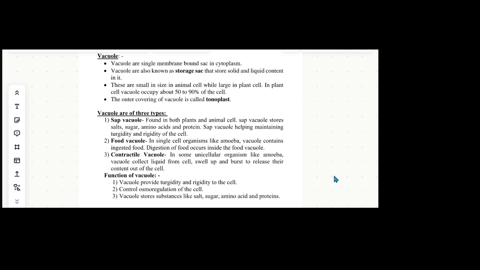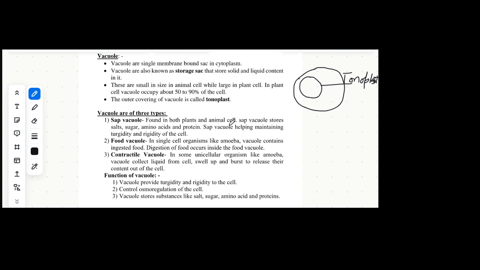Hello students, today we are going to discuss the next cell organelle, that is the vacuole. So vacuole is a cell organelle that is present inside the cell, right? First of all, it's a single membrane bound organelle. That means it is made up of a single membrane, and this single membrane is called tonoplast, right? Tonoplast.